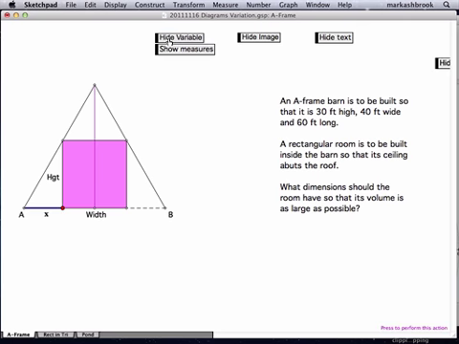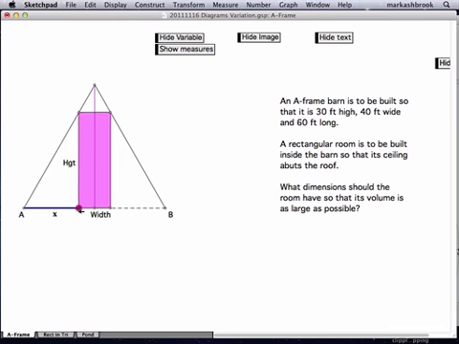The length doesn't matter. It's not necessary. So like this, right? So there are many possible rooms that we could design in this, and so we're asking which one has the greatest volume.